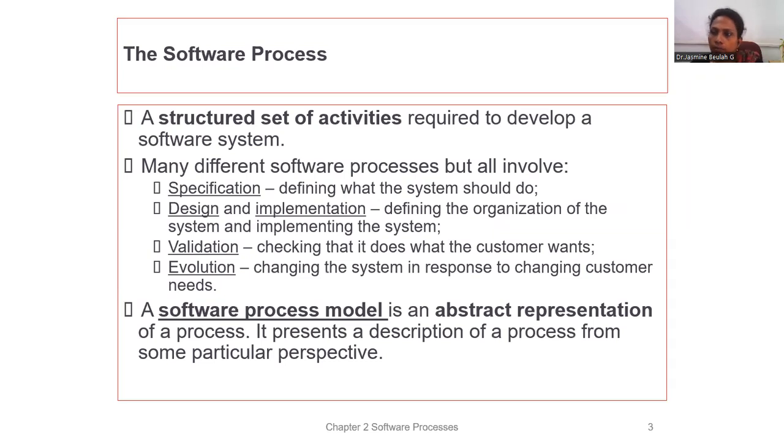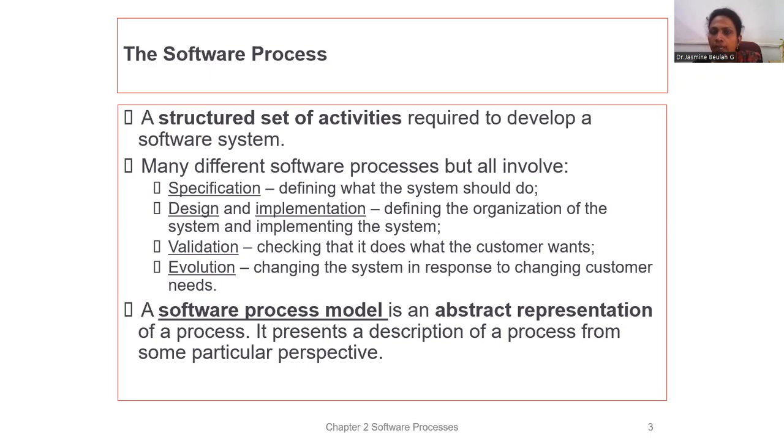So what is the software process? A set of activities that has to be carried out in order to develop a software system is actually called as a software process. So there are many different software processes that are involved in developing a software system.